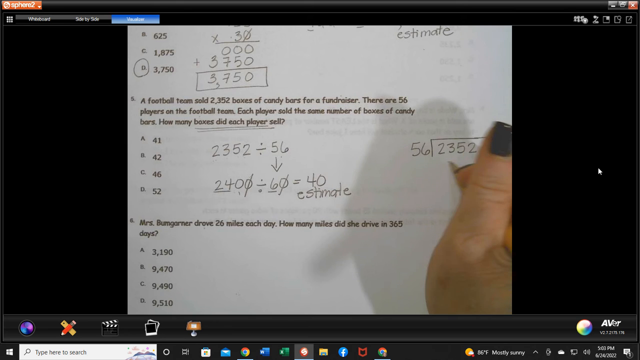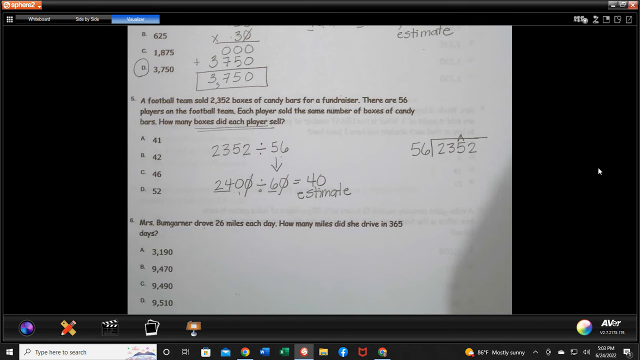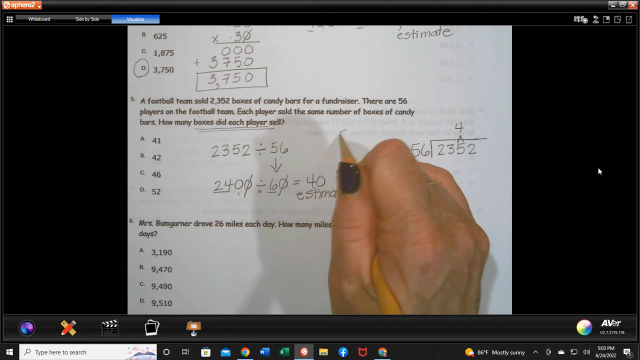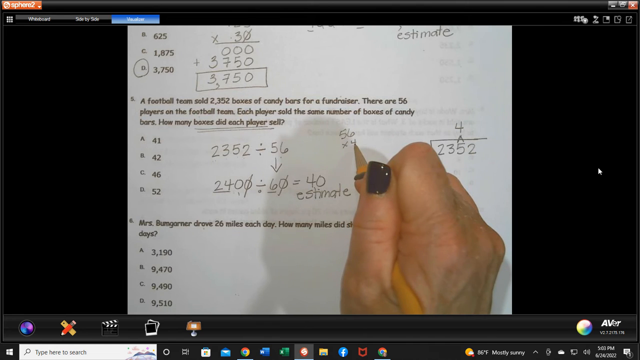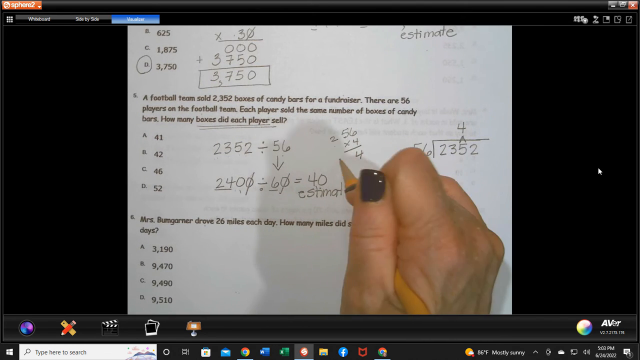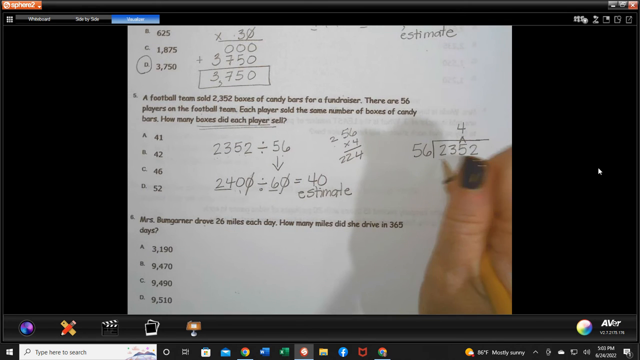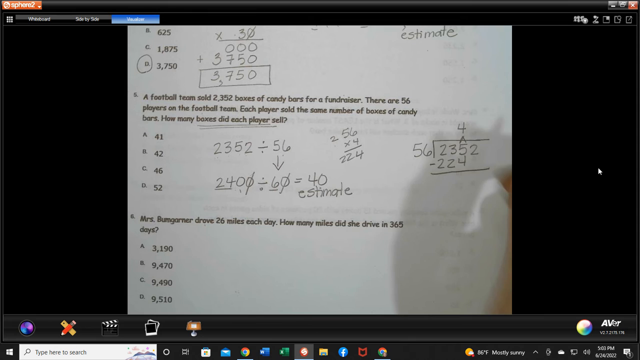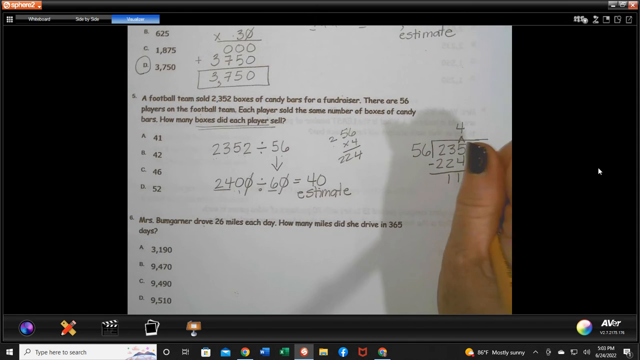56 will go into 235. So I'm going to put my caret here. I think it's going to go 4 times. So I can just do a little bit of work here. 56 times 4. 4 times 6 is 24. 4 times 5 is 20 plus 2 is 224. All right, I can subtract, so that is a perfect estimate. I get 11. I bring down the 2.